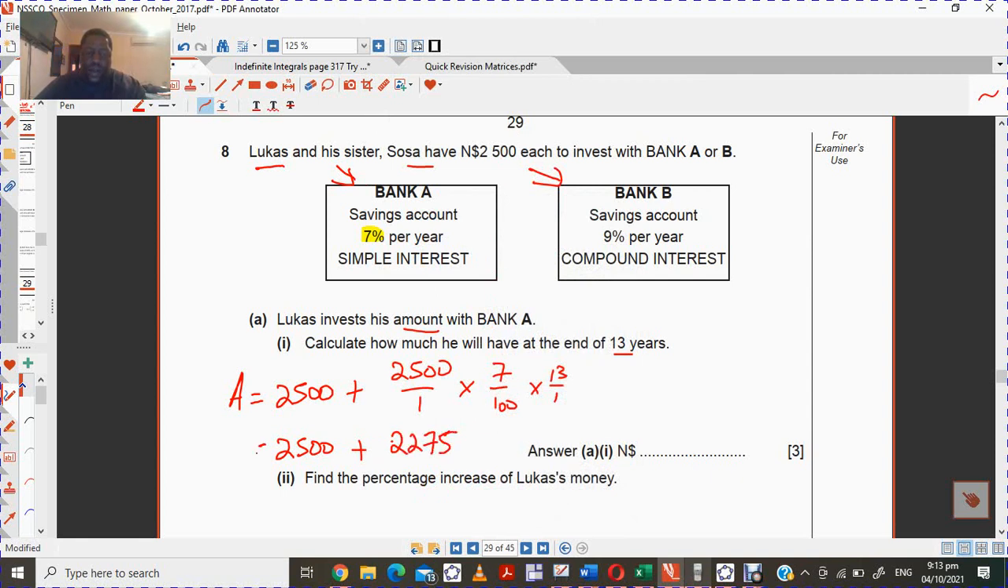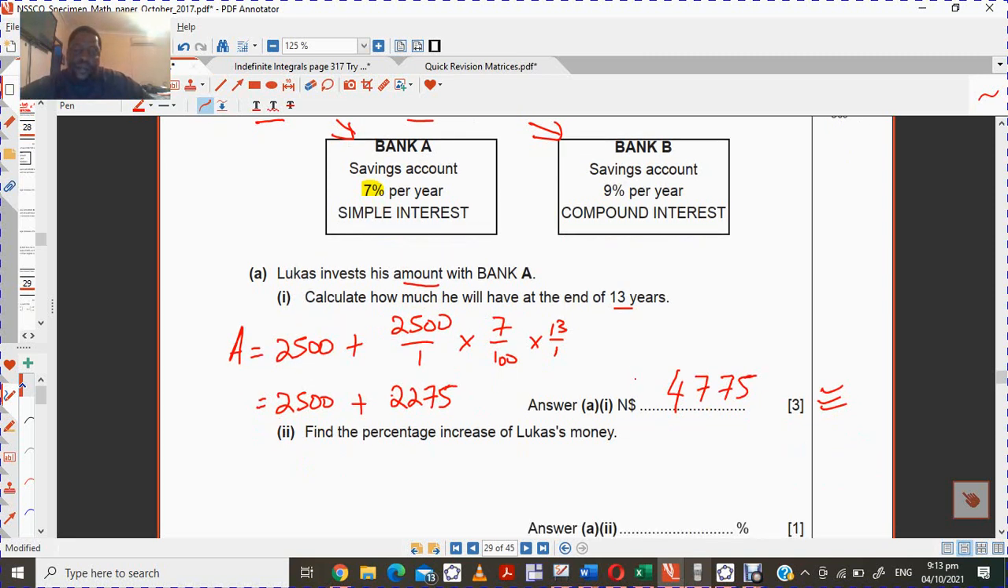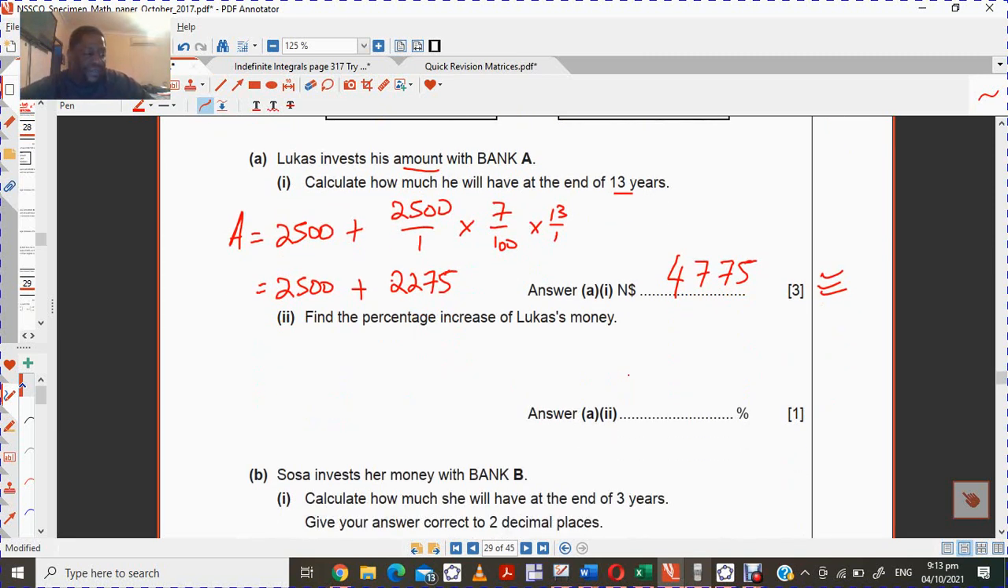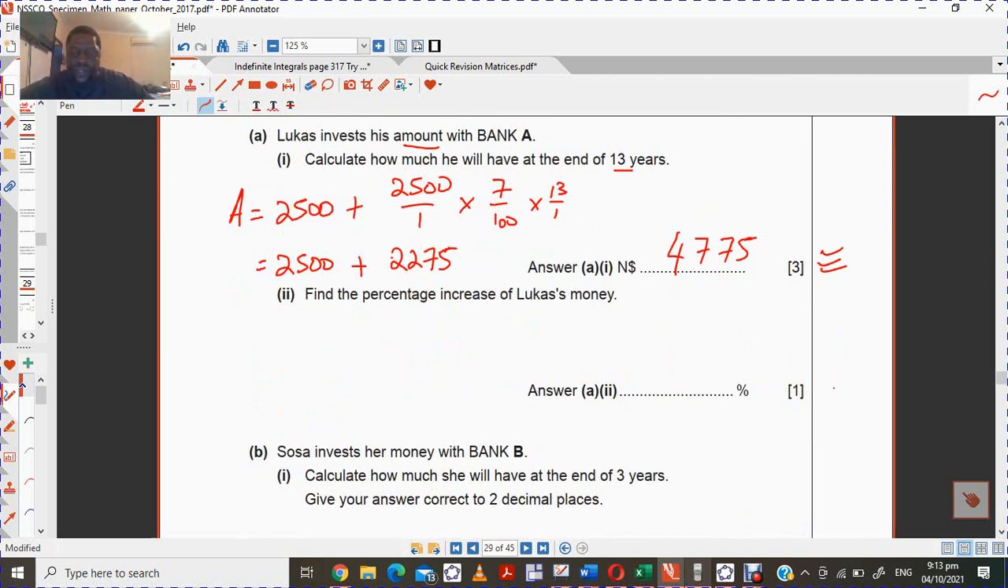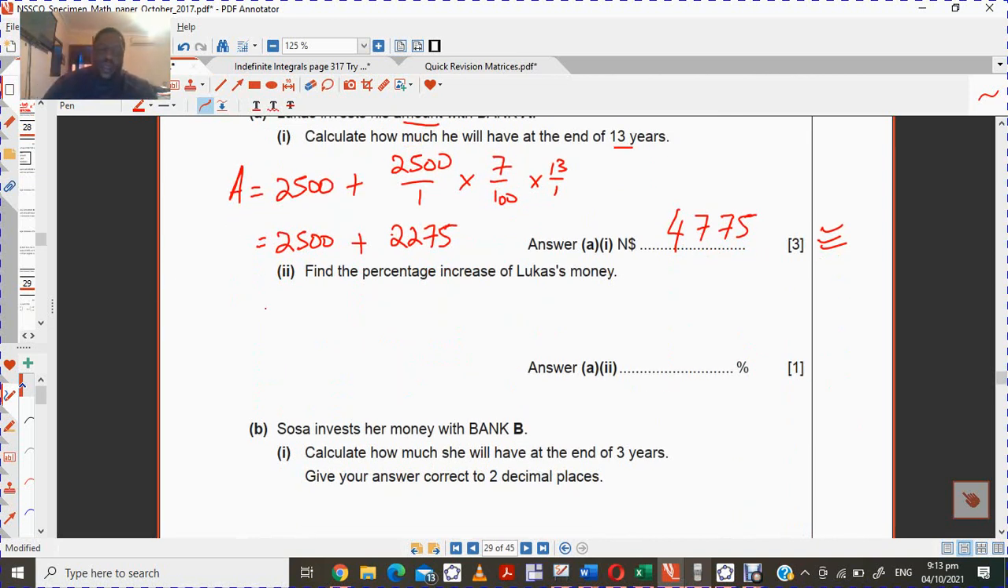2,275. Well, the amount therefore would be 4,775, because they're asking for what would be the amount. Now the percentage increase. Well, I don't know why this question is 1 mark, so that could be a major problem, because now students might anticipate that as a 1 mark question, but there's quite a bit that you have to do. Percentage increase is that actual 2,275 over the 2,500, and you multiply that by 100. Okay, so you grab your calculator, you get 91%.